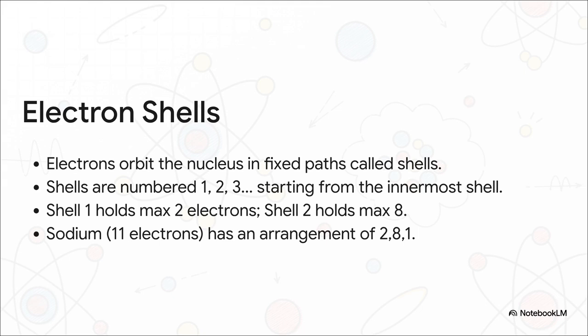The first shell, the one closest to the center, is tiny. It can only hold a maximum of 2 electrons. The second shell out is bigger. It can hold up to 8. And the rule is simple. Electrons always fill up the shells closest to the nucleus first.